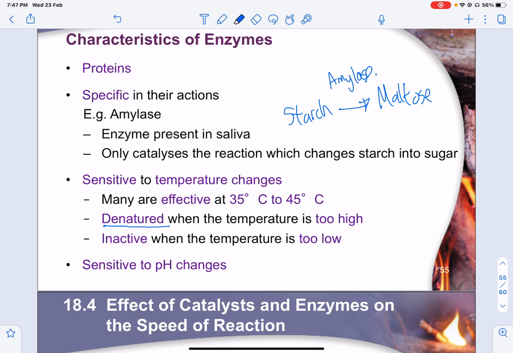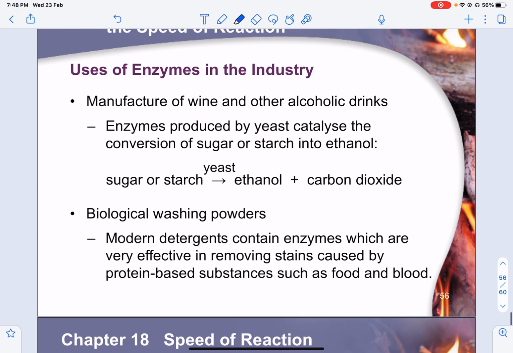Enzymes are also sensitive to pH changes because they can also be held together by ionic bonds or electrostatic forces of attraction that involve charges, which maintain the three-dimensional shape of the enzyme. So when you adjust the pH, you have H+ and OH-. This will disrupt the charges of the bonds, the electrostatic forces of attraction within the enzyme, and this will cause the enzyme to lose its active shape, its active site, and therefore the enzyme will again be useless. So where are enzymes used?